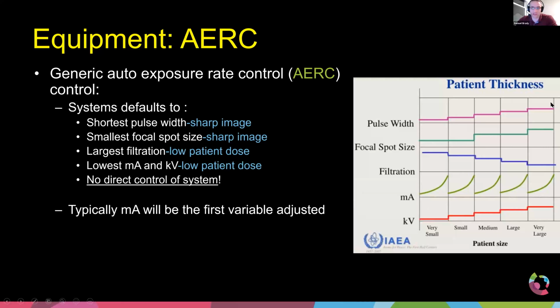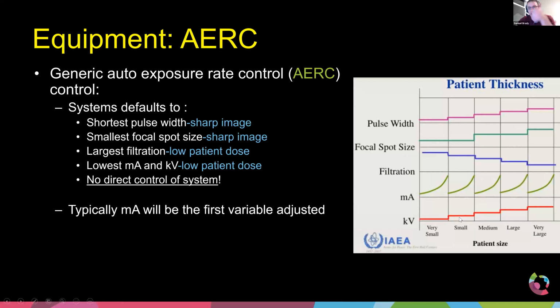Typically, if you look at these plots here, MA will be the first variable to change. Obviously, there's a continuum of patient sizes here. So in this case, the KV, the filtration, the focal spot, and the pulse width will all be constant, but the MA will change over that continuum. And MA will always ramp up as high as it can, trying to keep everything else constant. Because if we absolutely have to change anything, the next time we change things, the MA will come down, but the KV will come up.